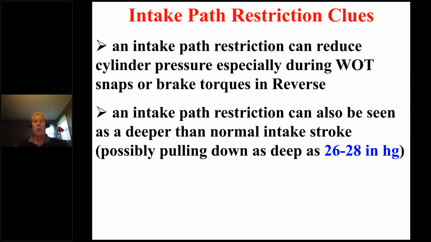So there are some really good clues for intake path restrictions. The clue that's the most common clue is that we open the throttle blade as much as we can, and we try to force as much air into the engine, and we look at the pressure. So I like doing brake torques in reverse, when I can, or a wide open throttle snap in park or neutral. And that method has been used for many years with compression gauges and Schrader valves removed.